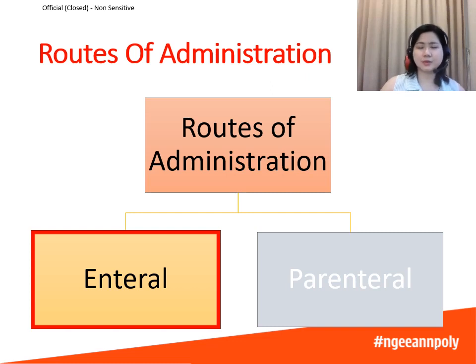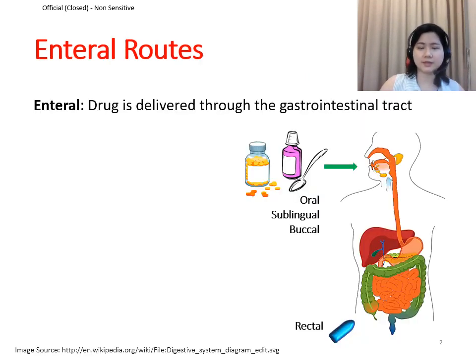In this section, we will look at enteral routes of administration and dosage forms that can be administered via these routes. In enteral routes of administration, the drug is delivered through the gastrointestinal tract, which starts from the mouth all the way to the anus. For example, the oral route, which means that the medicine is swallowed.